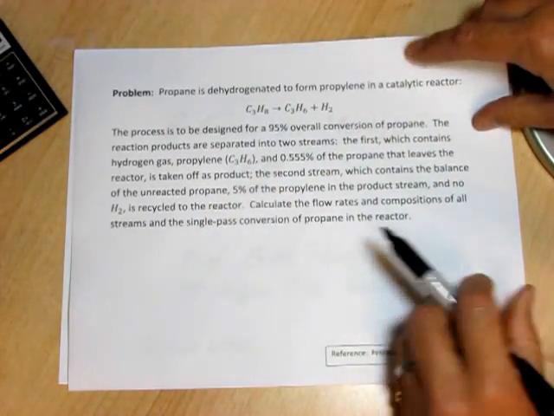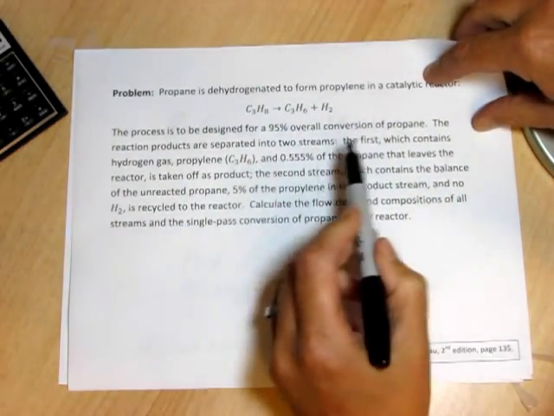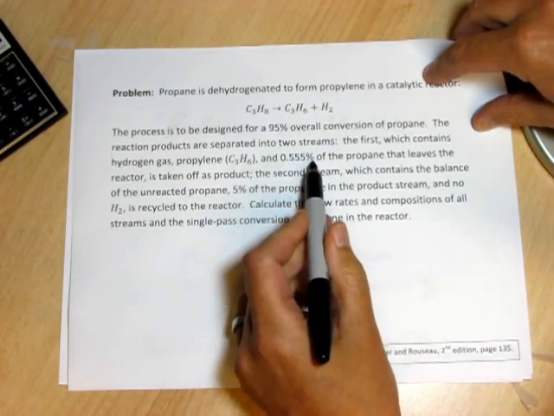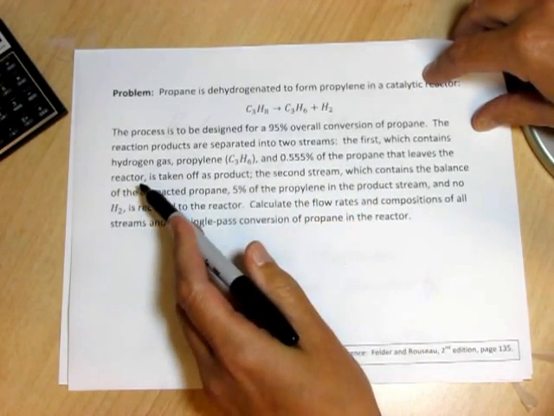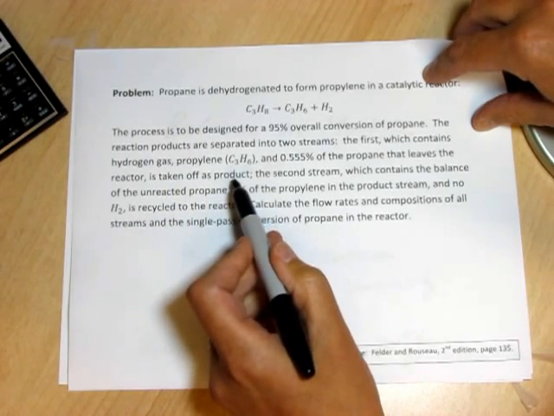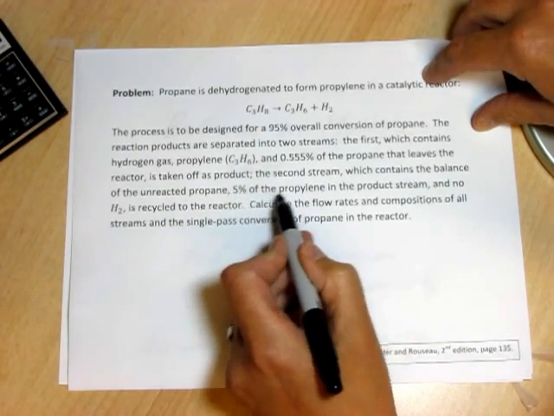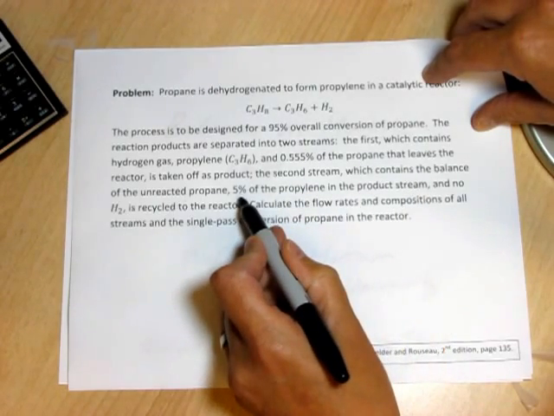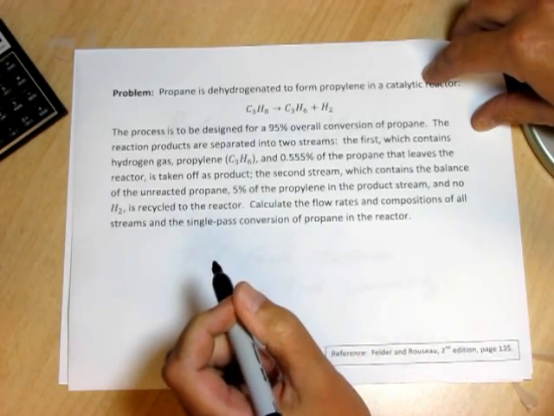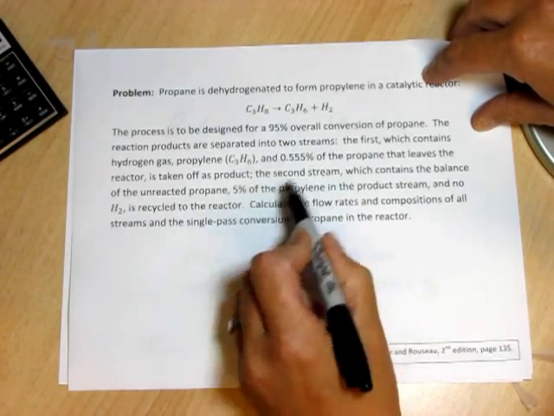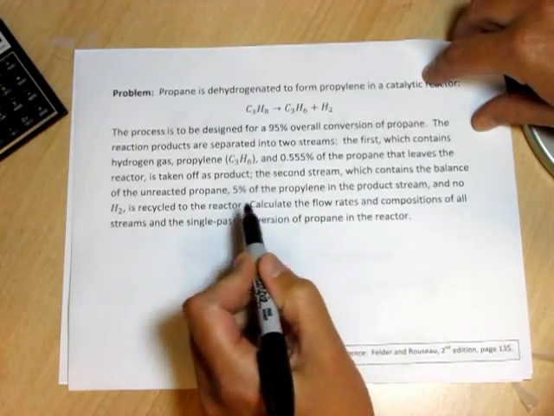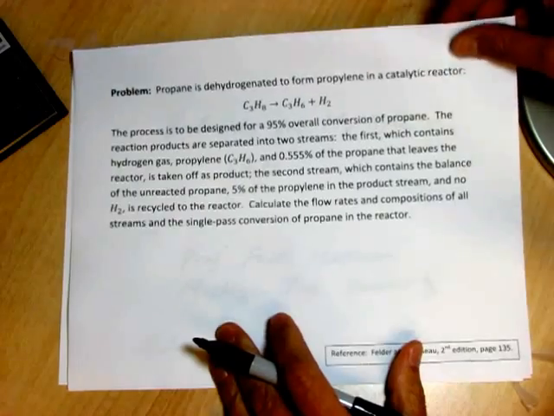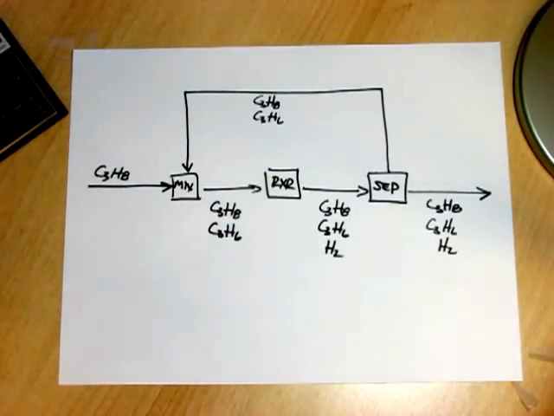The problem statement also gives us two pieces of information. It tells us that 0.555% of the propane that leaves the reactor is taken off as product. And it tells us that 5% of the propylene in the product stream, that amount of propylene is represented in the recycle stream. So those are two facts that we have to read very carefully, translate into a mathematical expression, and then use to solve the problem.